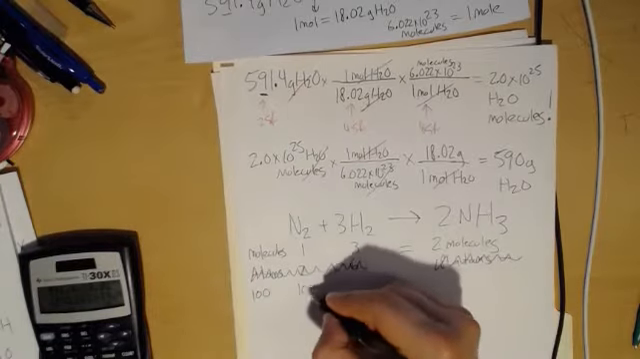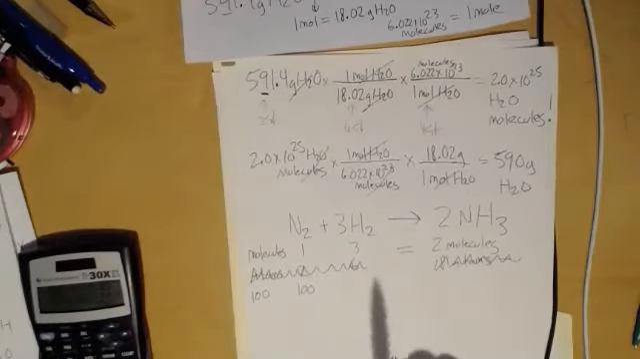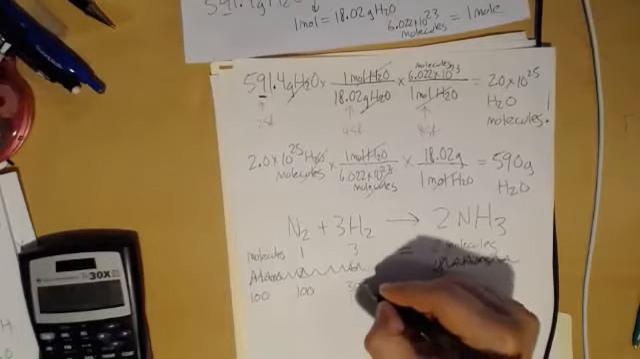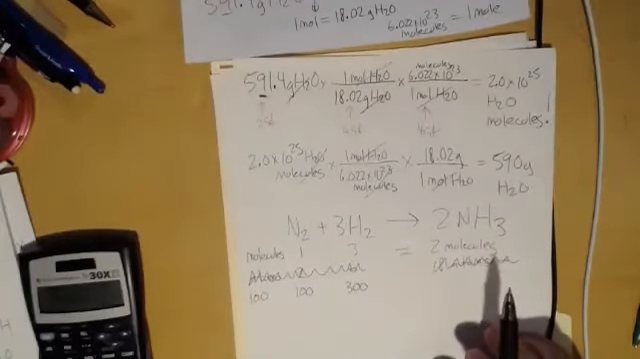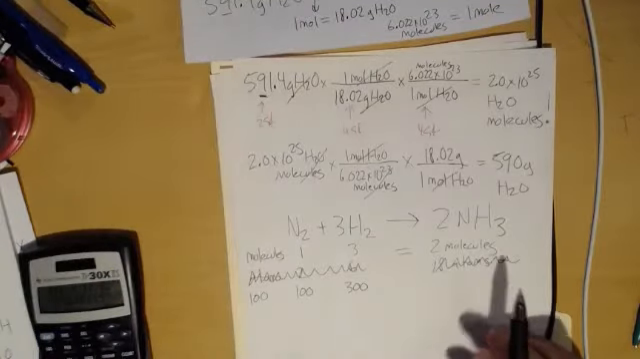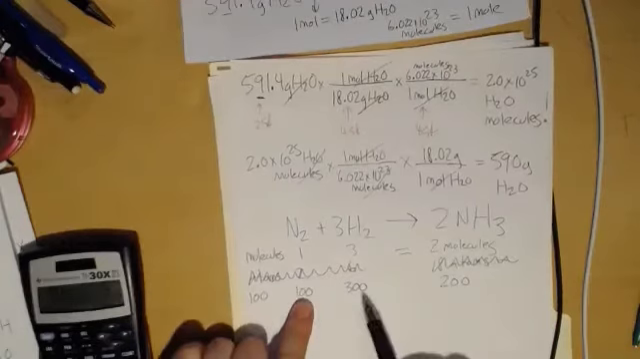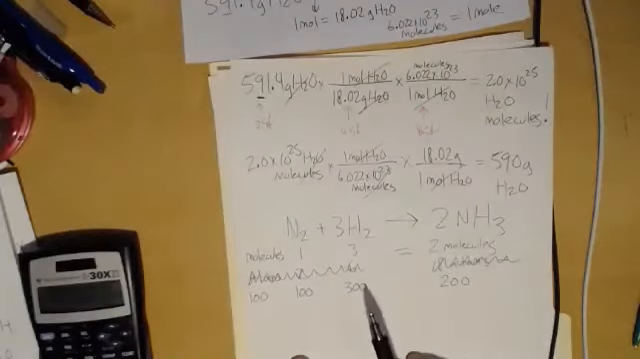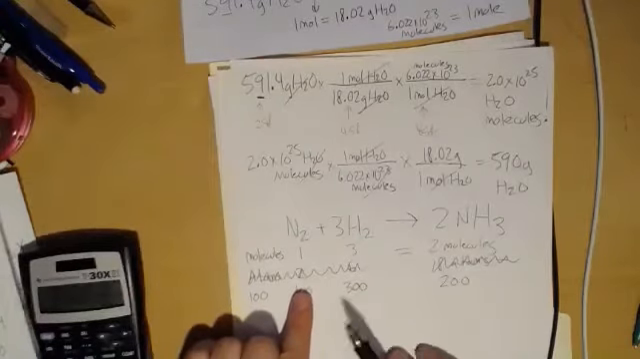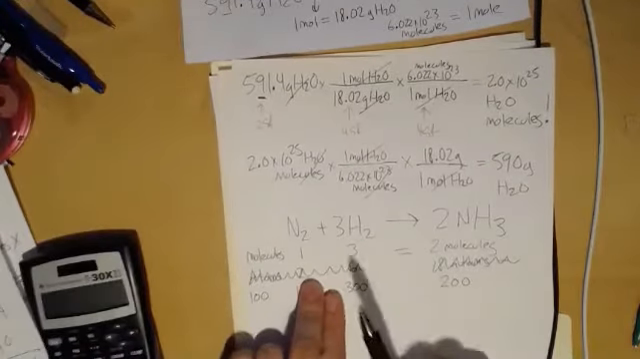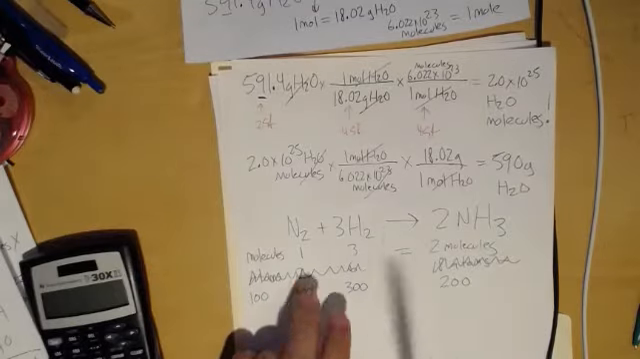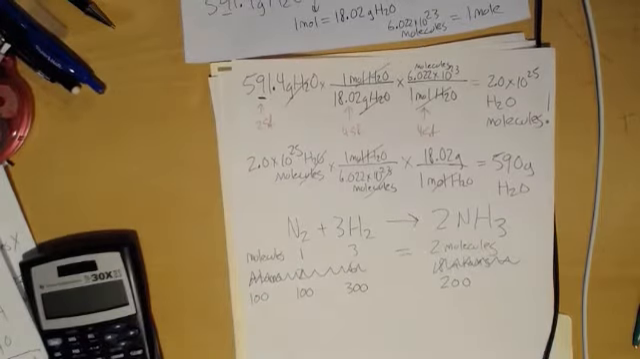Okay. What if I had 100 molecules? So I had 100 nitrogens. How many hydrogens would react? 300. Perfect. And how many ammonias would I form? 200? That's correct. If this is a 1 to 3 to 2 ratio, I can multiply this by any number. A 1 to 3 to 2 is also a 100 to 300 to 200 ratio. Or we could do tens. This could be a 10 to 30 to 20. But all right, let's do a bulk number.